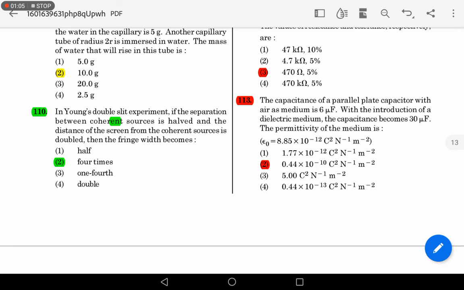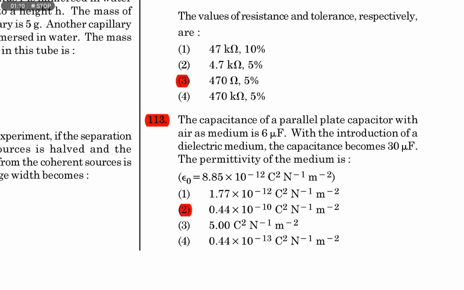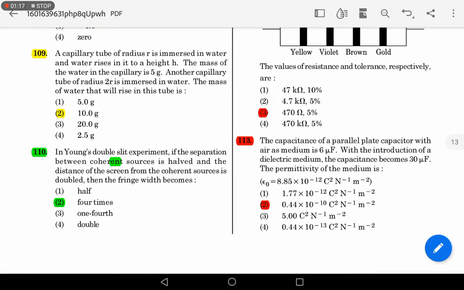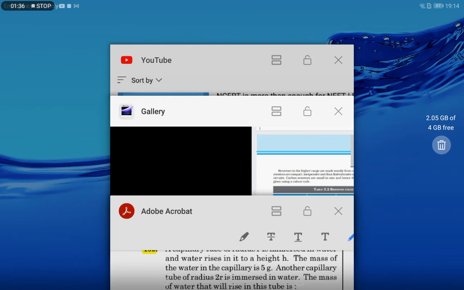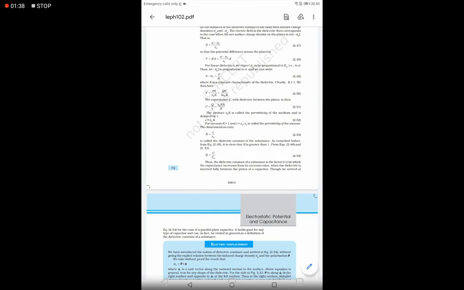The capacitance of a parallel plate capacitor with air as medium is 6 microfarad. With the introduction of a dielectric medium, the capacitance becomes 30 microfarad. Hence, you can find the dielectric constant of the material, which is given by K equal to C by C naught, 30 by 6, micro and micro getting cancelled, so it's 5. So K equal to 5, and the same formula is also provided in NCERT.